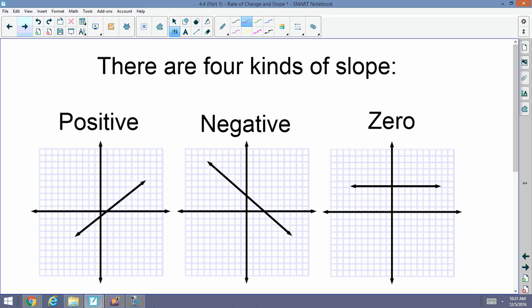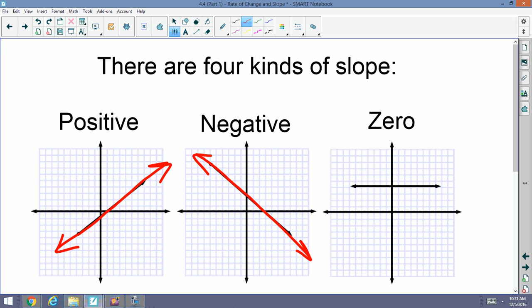Now, there are 4 kinds of slope. Okay? 4 kinds of slope. You have a positive slope, which is always going to be going up from left to right, kind of like a plane taking off. Please remember, guys, that math is like English. You read from left to right. So from left to right, this is going up. A negative slope, you go down from left to right. Down, like a plane landing.